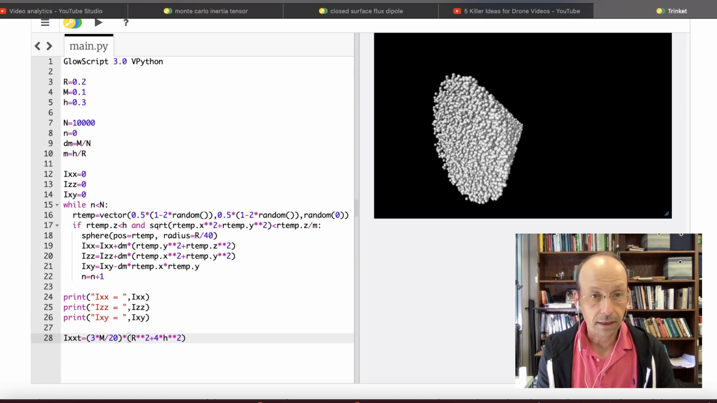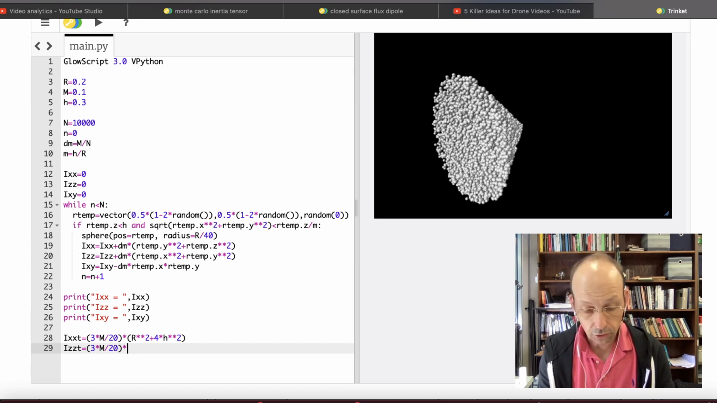Okay, that's the theoretical. Let's do the same thing for IZZ. Theoretical is going to be equal to 3 times m divided by 20 times 2 times r squared. IXY in theory is 0.